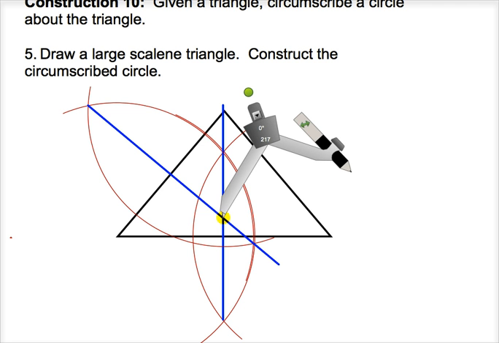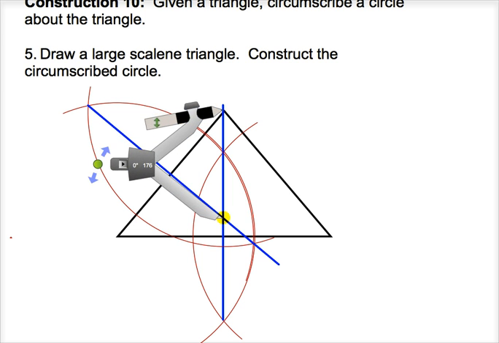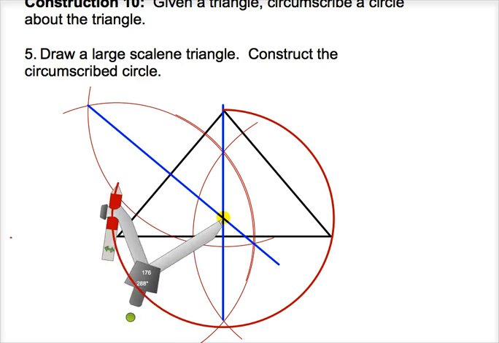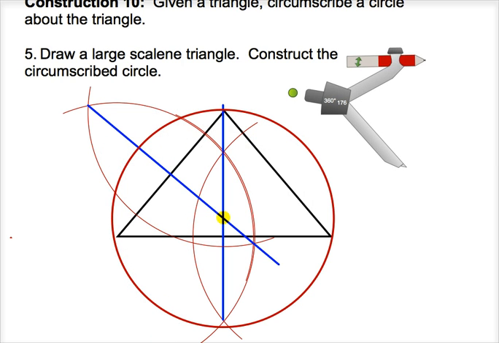So I'll open up my compass so that the distance goes from this intersection point to one of the vertices of the triangle. And at that point I just draw a circle, and if I did everything properly, the circle should intersect each vertex of the triangle.